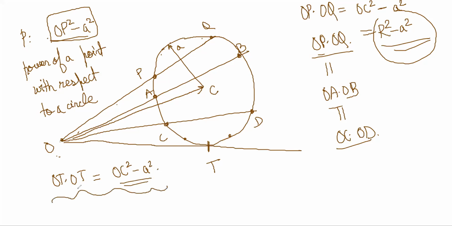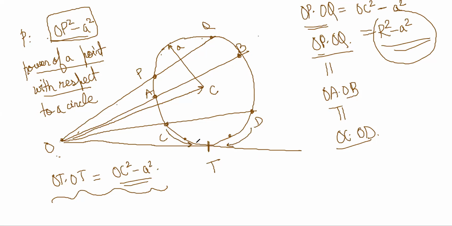Which is obvious, no? Tangent length should have been this. Did you miss the whole power of a point stuff? No, so what I'm saying is this length, the product of the lengths, is called power of a point. And that is equal to OP square minus A square, right? Now, if your A and B have become the same point, they have coincided like this, right?